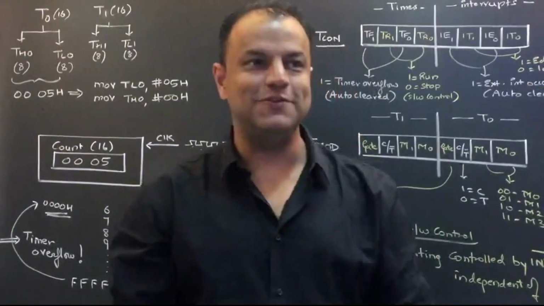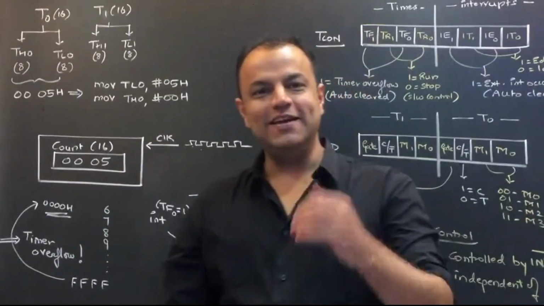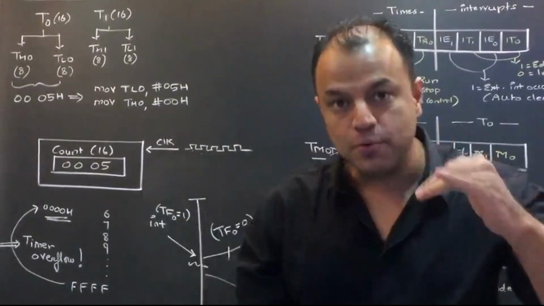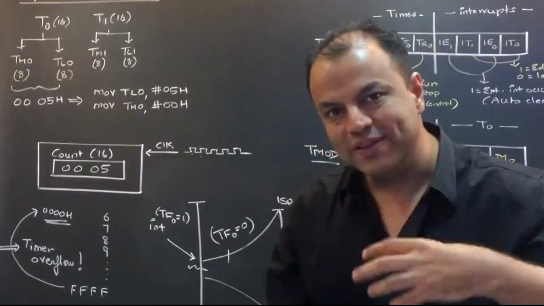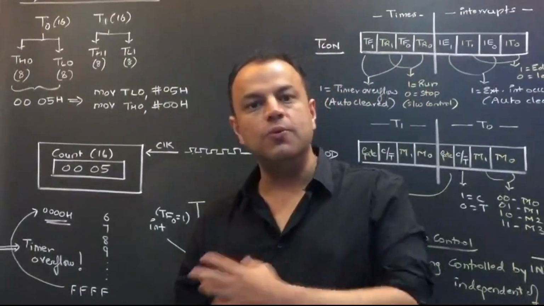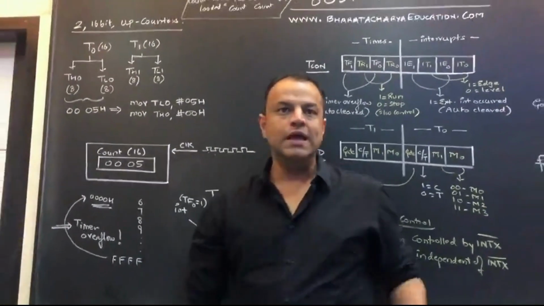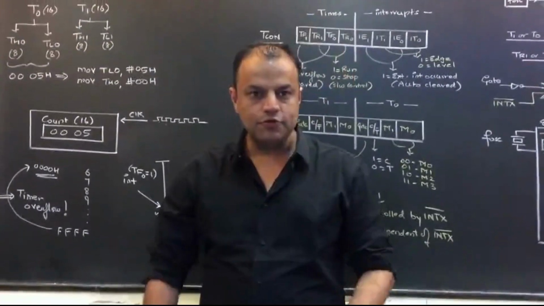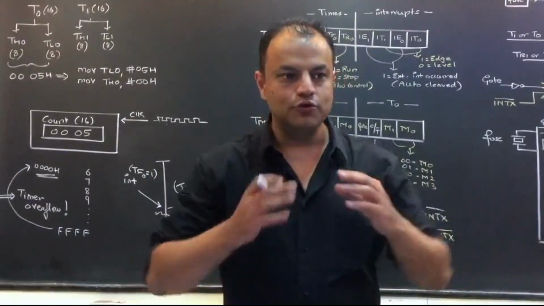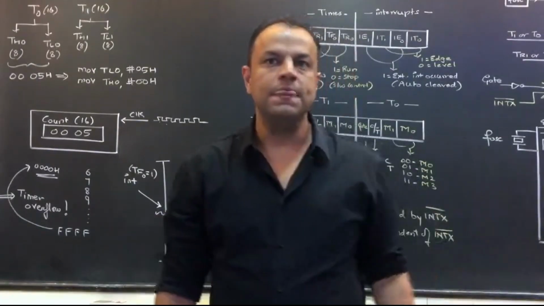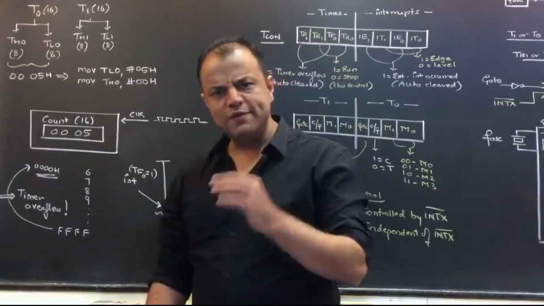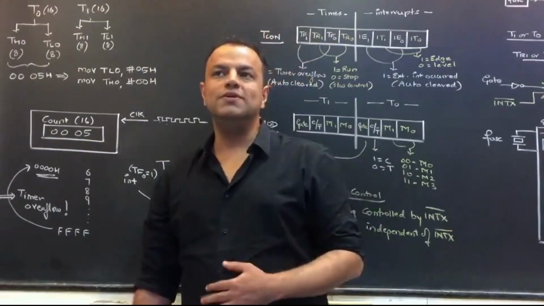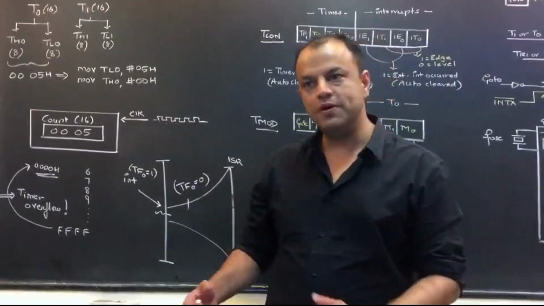But there is a difference. The difference is in your intention. Your intention, you, the programmer. What do you want to do with this device? That decides whether you're working as a timer or a counter. If you are doing this to produce a delay, that means you are interested in time, so you're making it work as a timer. If you are doing this only for the sake of counting, that means you're working as a counter.